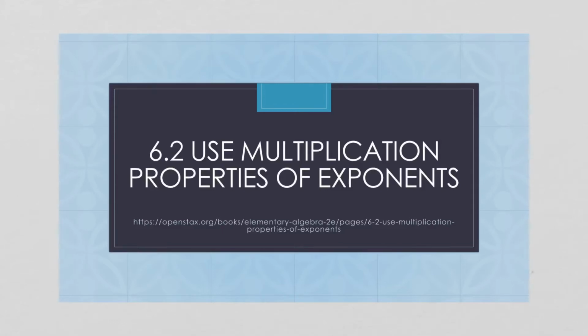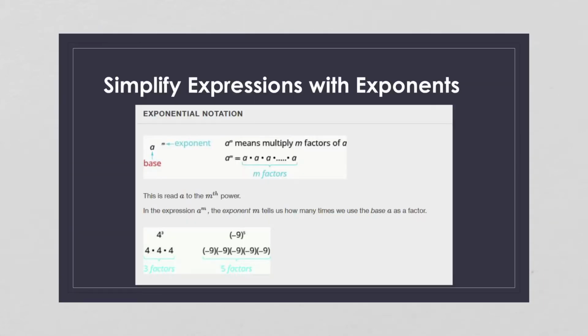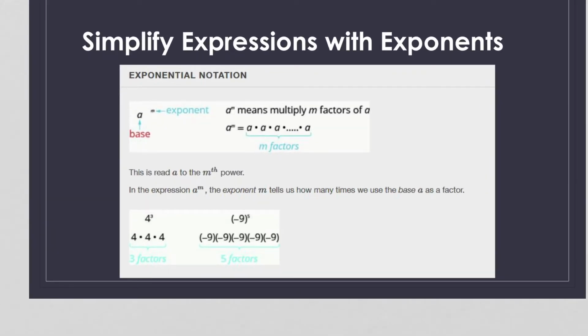Okay, so now in section 6.2, we are going to use multiplication properties of exponents. First you need to understand the pieces of the exponent. Here's some vocabulary words. The big part of an exponent is called your base. The little piece, which is up and in the corner on the right-hand side, is called your exponent. If you have, let's say, x to the fourth power, the x is your base, the 4 is your exponent.